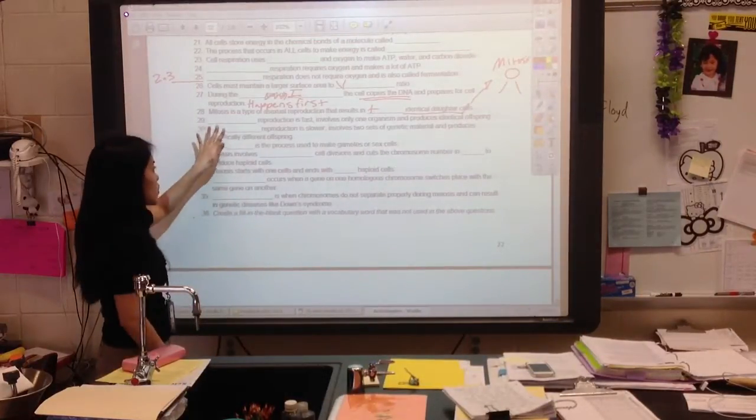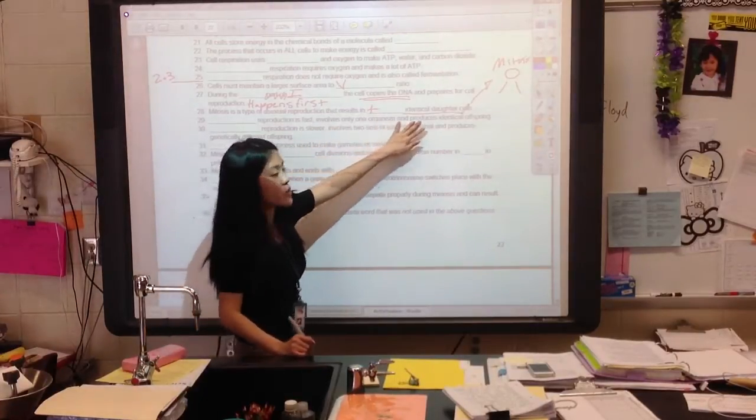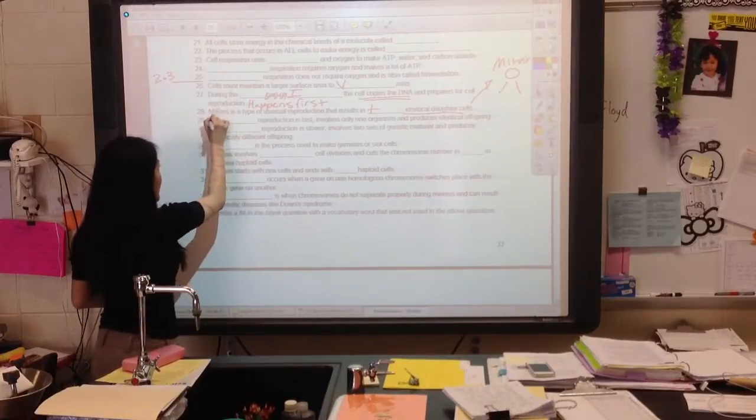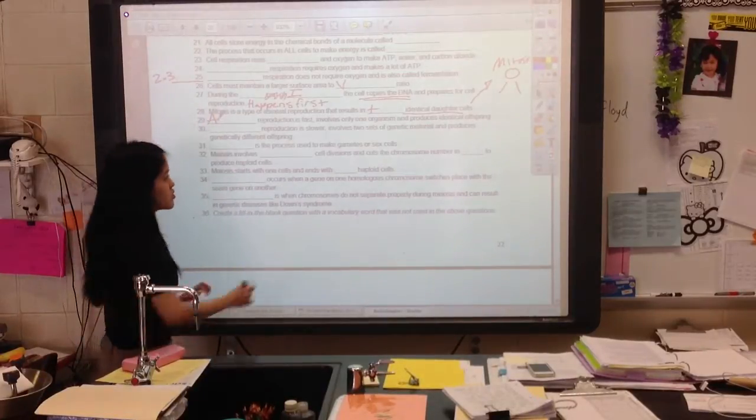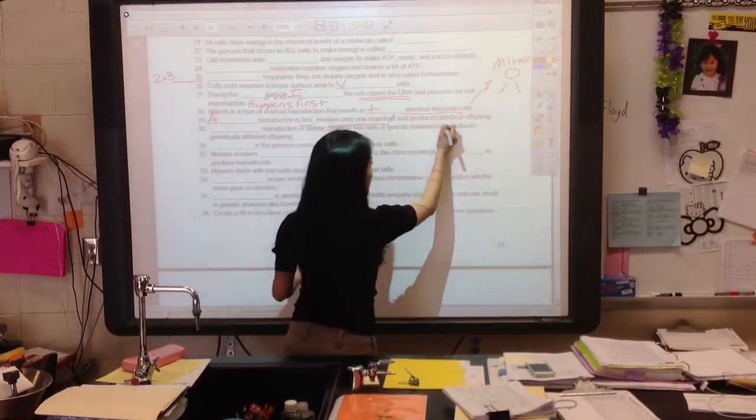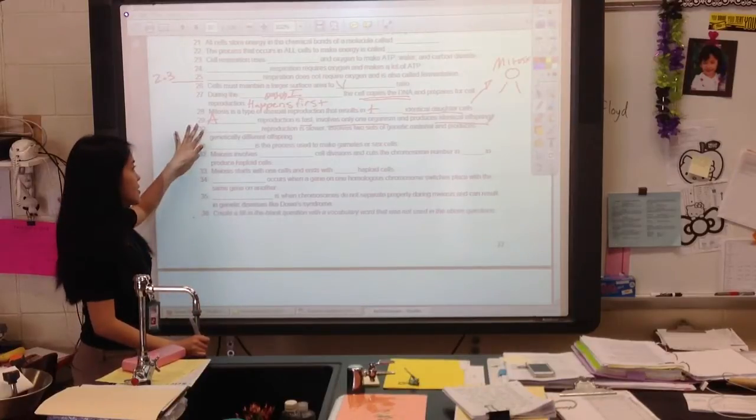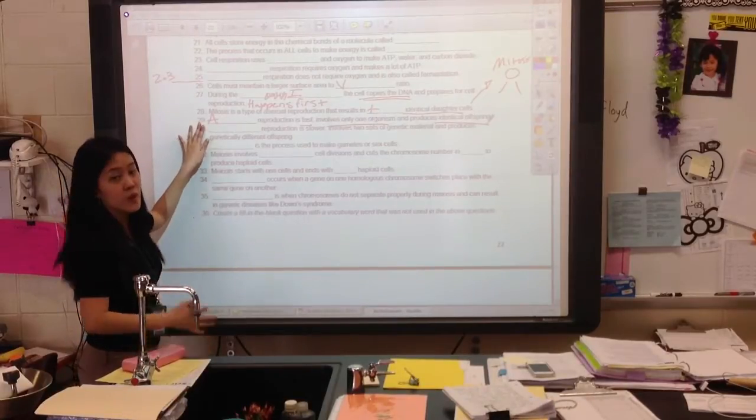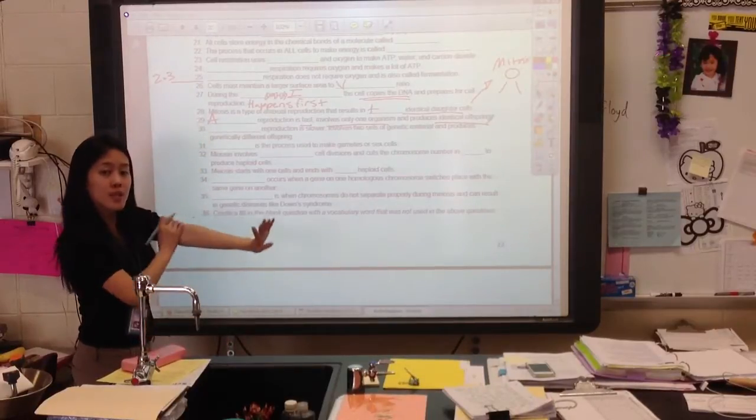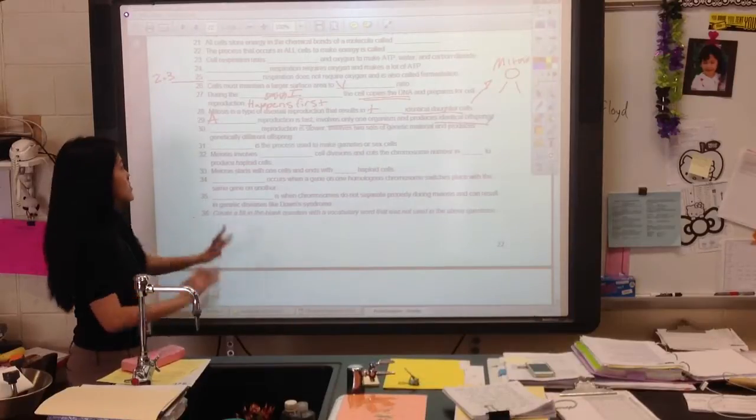29. Blank reproduction is fast. It involves only one organism and produces identical offspring. This is going to start with an A. What type of reproduction is fast? Only one organism. Makes identical offspring, okay? This is not something that we do to make more humans, but this is something that we'll do to make more skin cells. So what type of reproduction makes more skin cells?